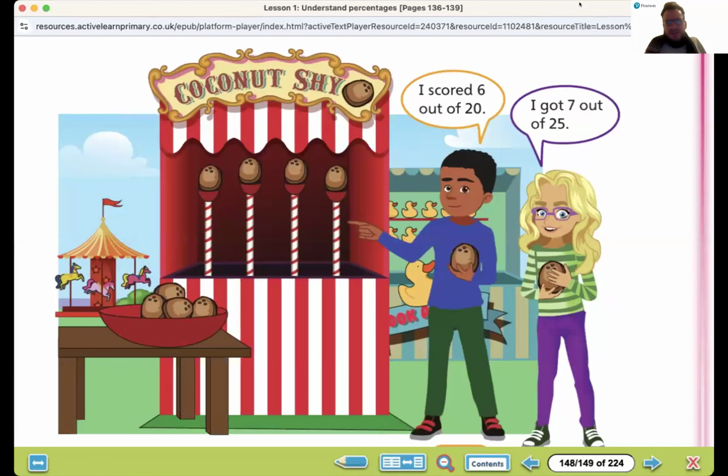So hopefully you can see there, I've picked out a Discover task, and I've just isolated it away from any of the questions. I'll just give you a moment to absorb that.